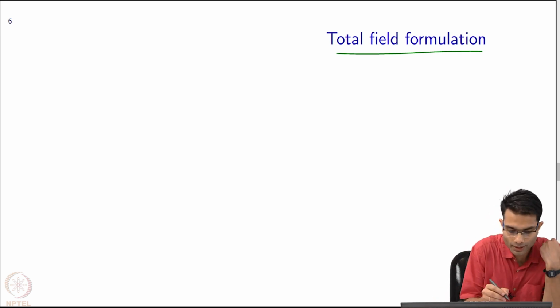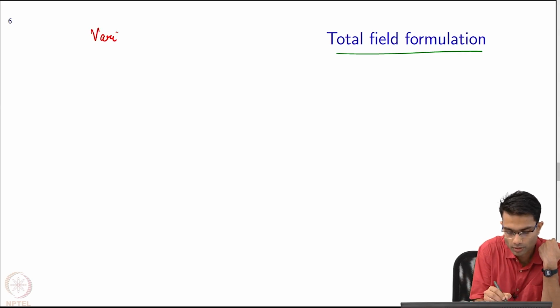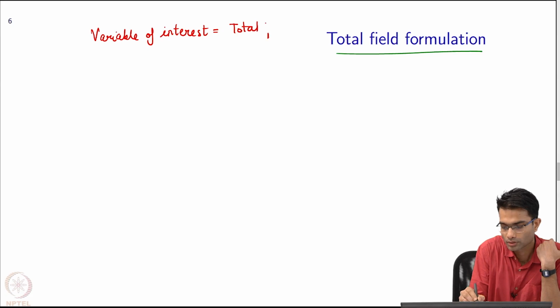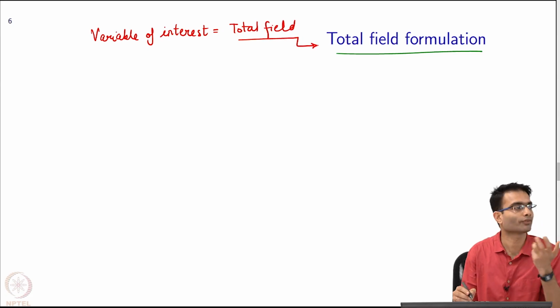So, what does it mean? It means that the variable of interest equals total field, and that is why it is called the total field formulation.